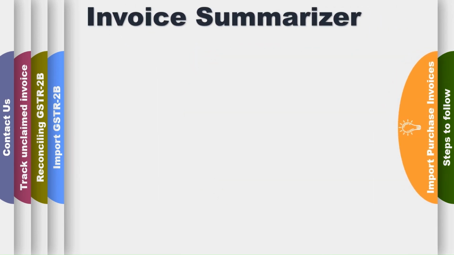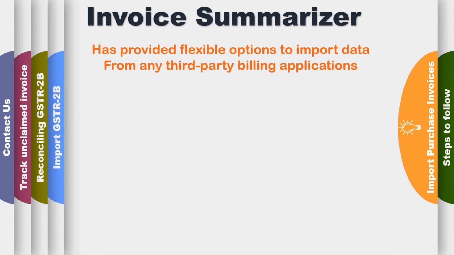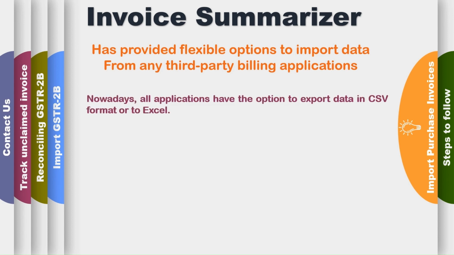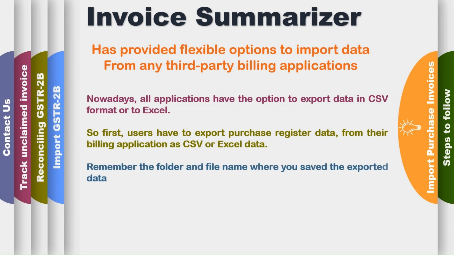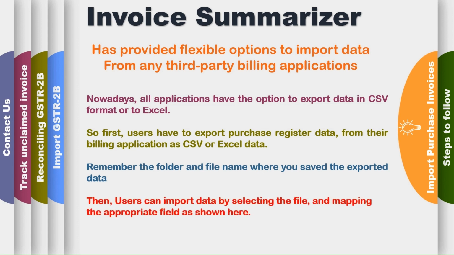Import purchase invoices. Invoice Summarizer has provided flexible options to import data from any third-party billing applications. Nowadays, all applications have the option to export data in CSV format or to Excel. So first, users have to export purchase register data from their billing application as CSV or Excel data. Remember the folder and file name where you saved the exported data. Then, users can import data by selecting the file and mapping the appropriate field as shown here.